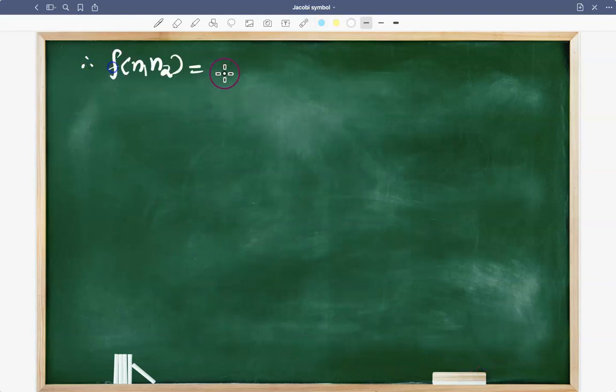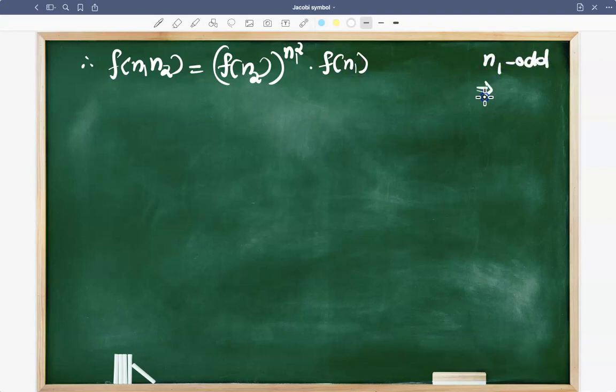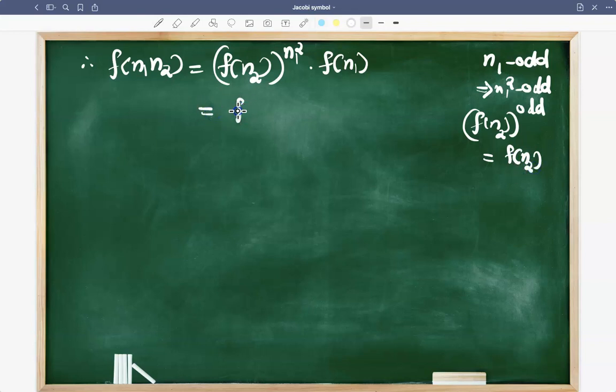Thus we have obtained that f of n1 n2 is equal to f of n2 raised to n1 square into f of n1. Here we know that n1 is odd, so n1 square will be odd. So f of n2 raised to an odd number, where we know that f of n2 is either plus 1 or minus 1. In both cases, f of n2 raised to an odd number will be f of n2 itself. So here we can write f of n2 into this quantity, which is f of n1. So we have obtained that f of n1 n2 is equal to f of n1 into f of n2, as required in the claim.